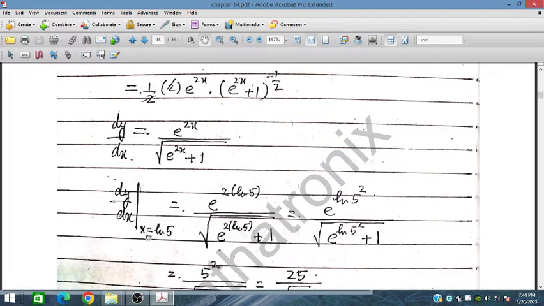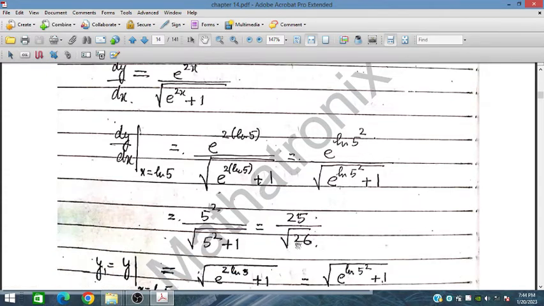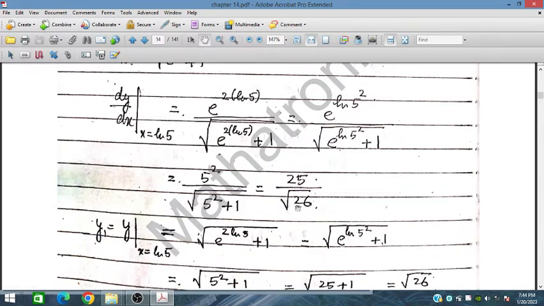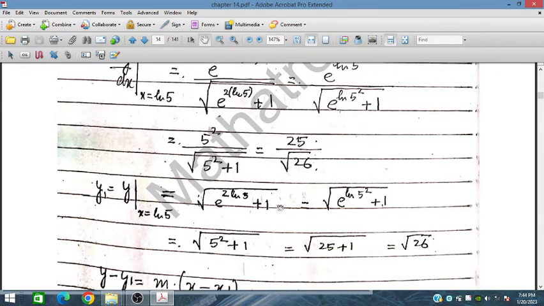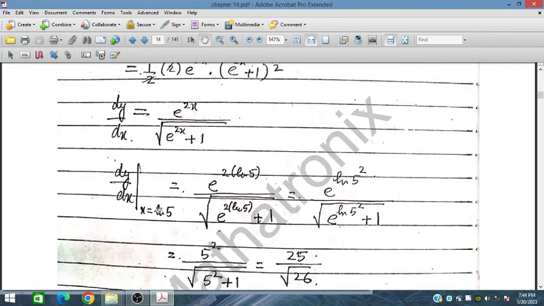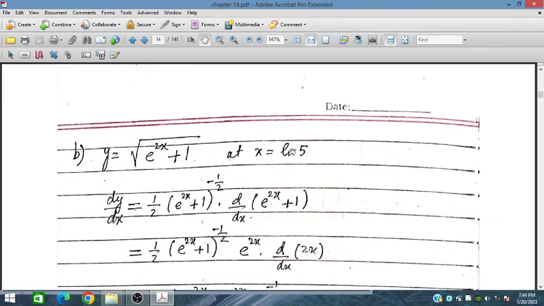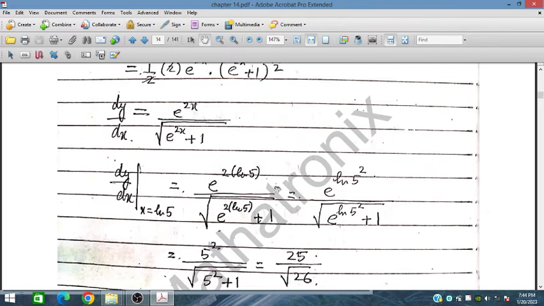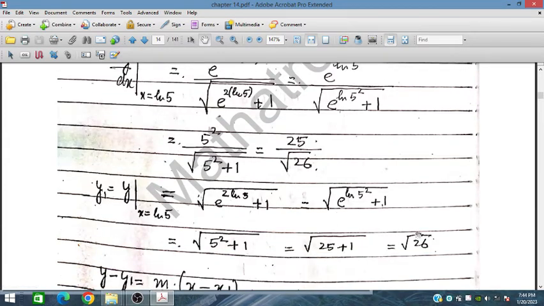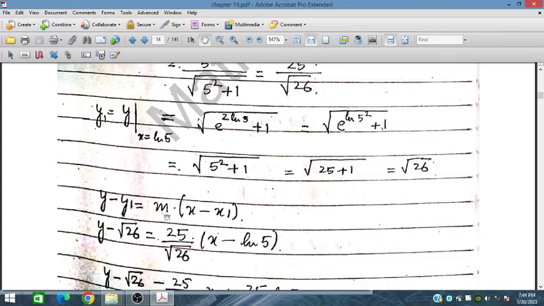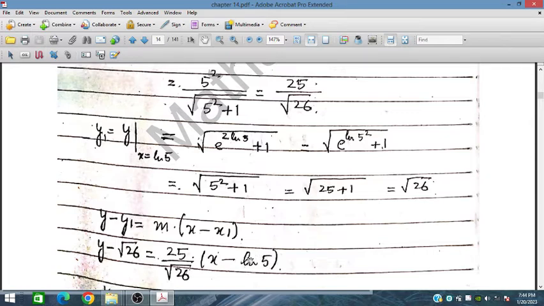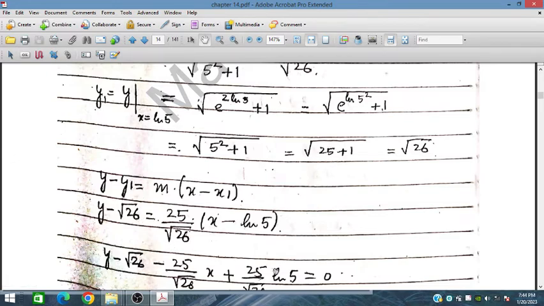And on this we have to obtain it at x is equal to ln 5, and by placing this we have obtained 25 divided by 26 under root. From this we have to place it for y is equal to, for this x, and we will get this y1. So this y1 is obtained as under root 26 over under root 6, and then the gradient is here, x is ln 5. So this is the equation of tangent, or it can further be manipulated to obtain it like this.